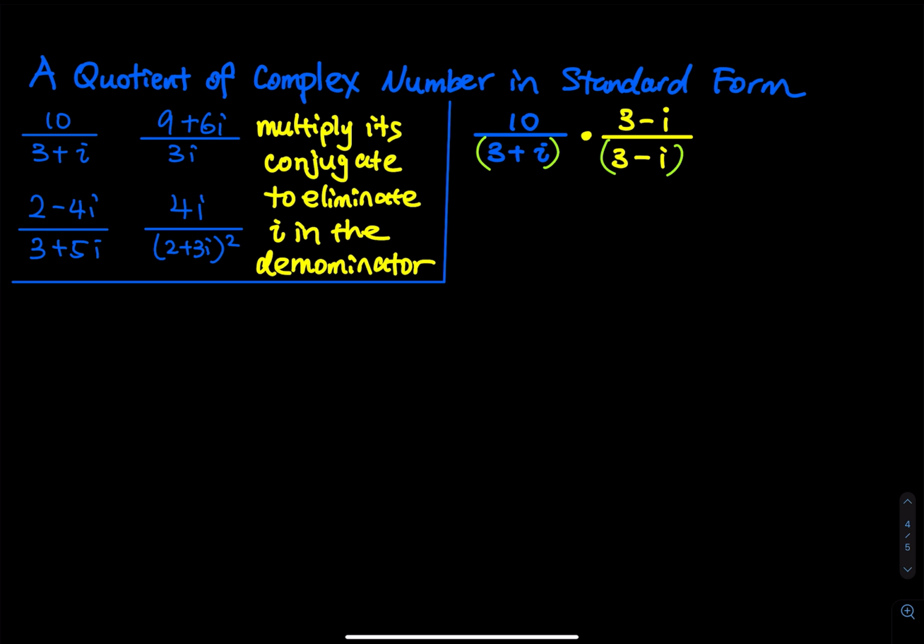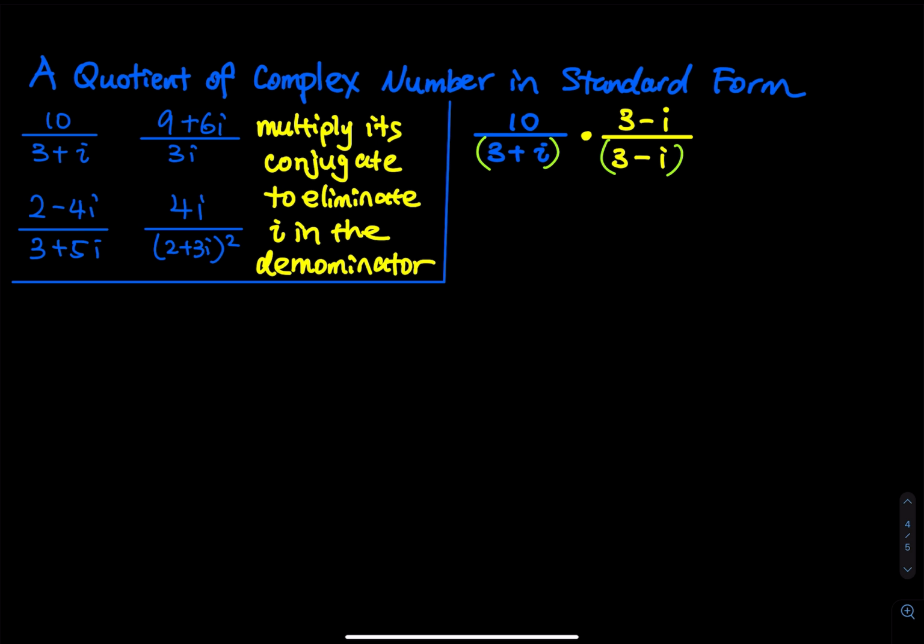Conjugate means you have the opposite sign. So this is a plus and then this is a minus. Since we have to multiply this fraction by 1, you have to write 3 minus i on top. So we take this fraction and multiply by 1. I didn't change the problem.